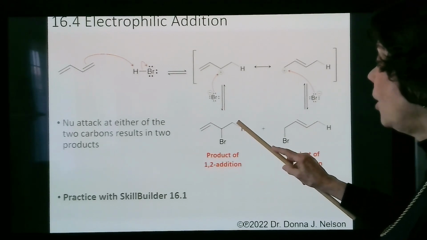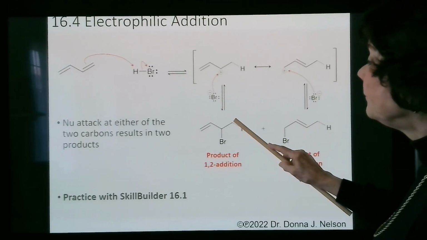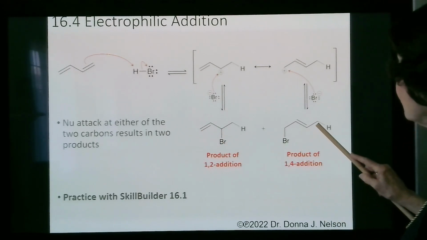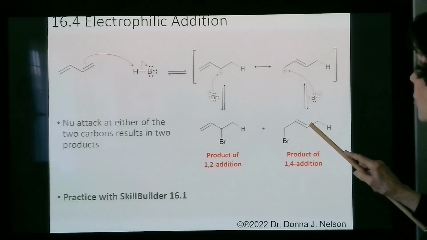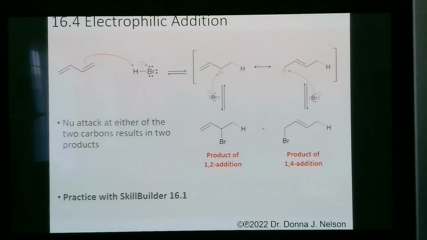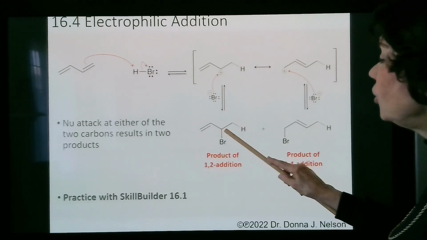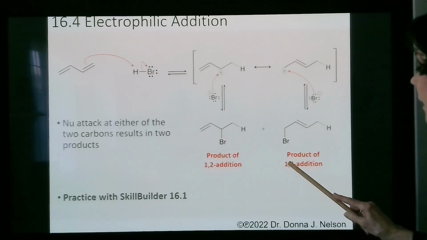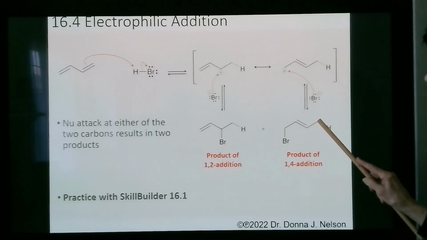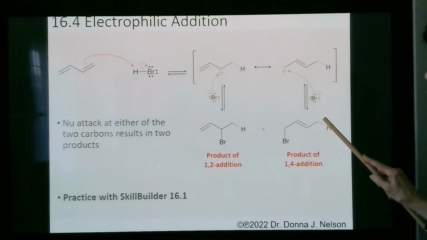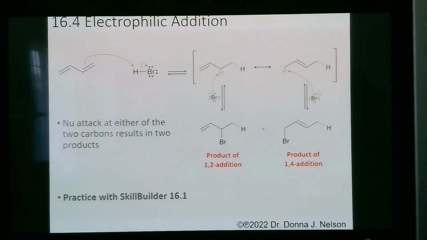And so this is called 1,2 addition, 1, 2, 3, 4. This is called 1,4 addition, 1, 2, 3, 4. Okay, so the 1 and the 2 have, in this case, nothing to do with nomenclature. It just means relative to each other. So by calling it 1,2 addition, it just means they're on adjacent carbons. Here, the 1,4 addition just means that it's purely relative to where the proton was attached. It has nothing to do with nomenclature, so don't get confused by that.